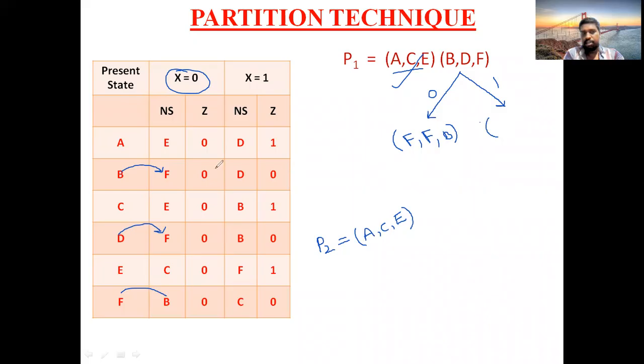This is the 0 successor value. Likewise, what is 1 successor value? 1 successor means you should verify the column of x equal to 1. Okay, x equal to 1. What is the value here for B? B, it is moving to D. And what about D? It is moving to B. And what is F? It is moving towards C. So D, B, C is the one successor value of B, D, F.